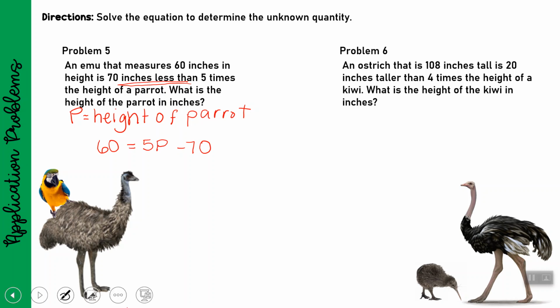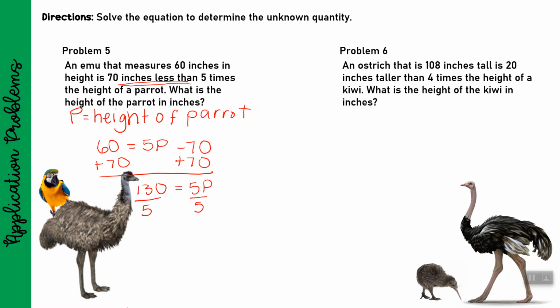Get rid of our add, subtract first. Inverse of subtraction, let's add. So add 70 to both sides. 70 plus 60, I get 130 equals 5p. Coefficients are being multiplied by the variable. The inverse of multiplying is to divide both sides by 5. So 130 divided by 5, we get 26 equals p.